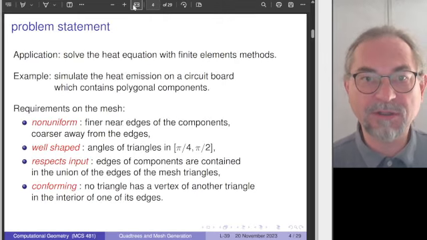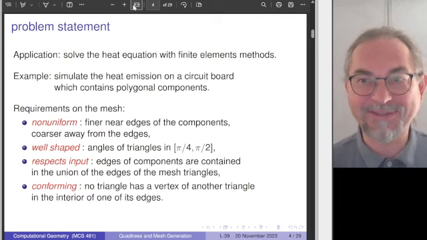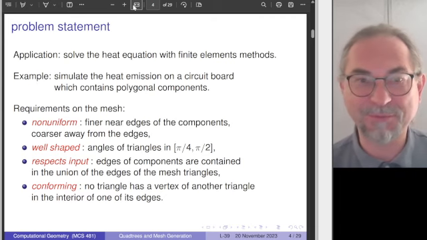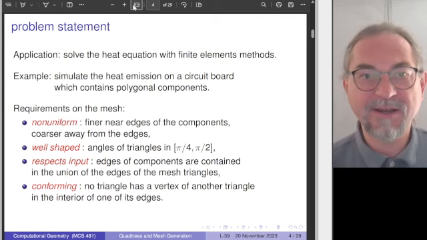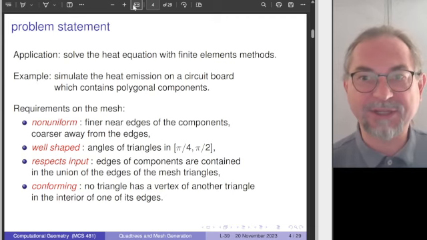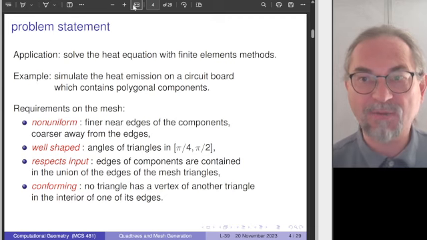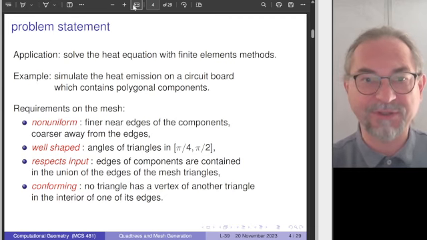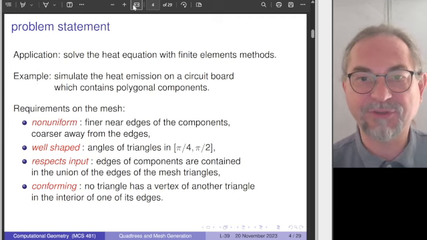Okay, so here is thus the problem. There is a course on numerical PDEs, and their finite elements will be discussed. But a typical application is to solve the heat equation. And what would you need the heat equation for? Well, there is chip design, to simulate the heat emissions on the circuit board.